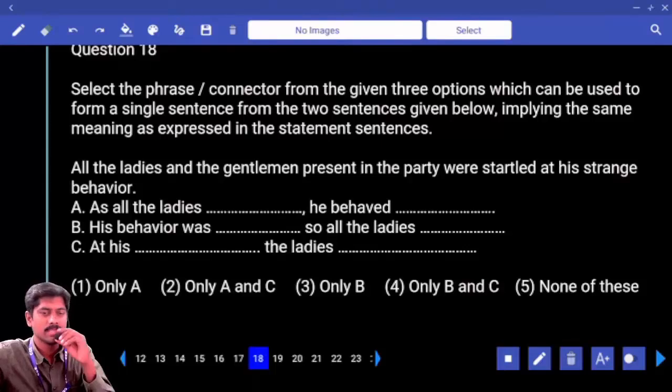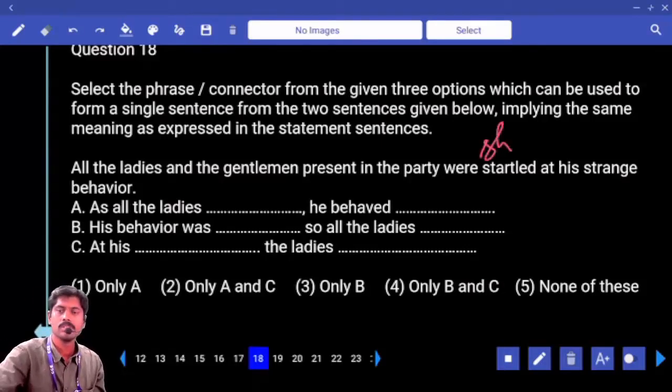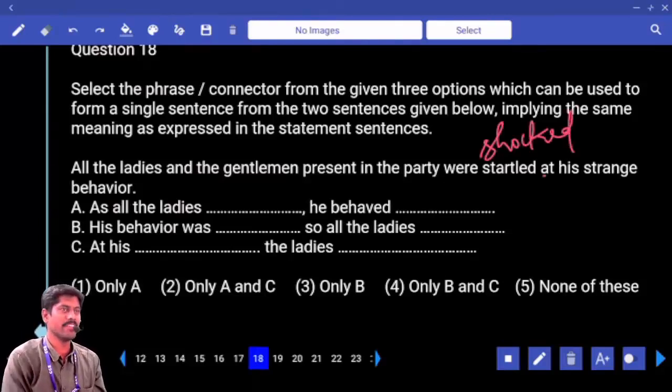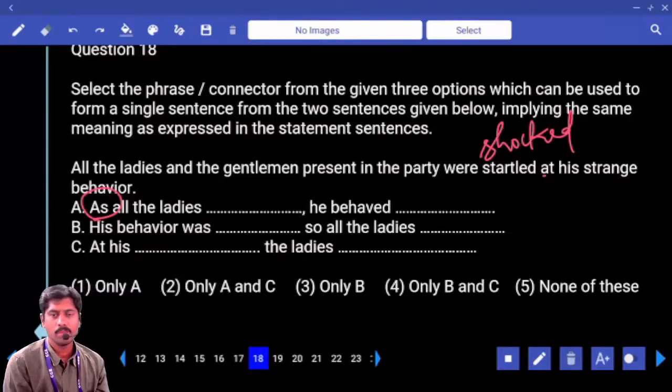All the ladies and gentlemen present in the party were startled. Startled means shocked at a strange behavior. As all the ladies were shocked, he behaved strangely.